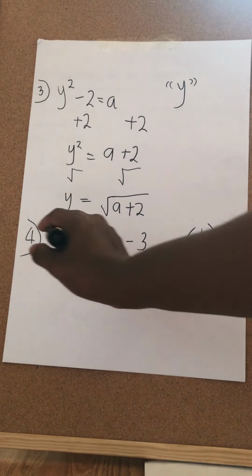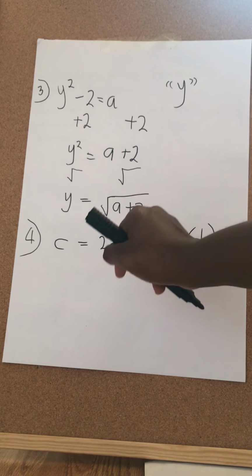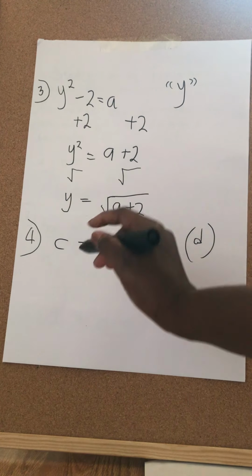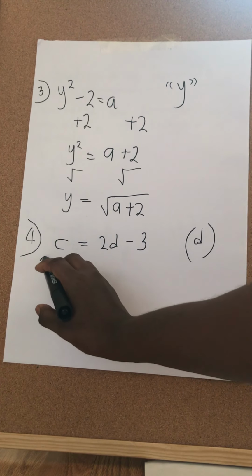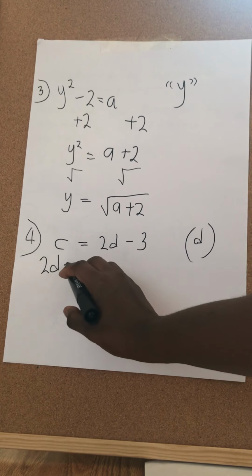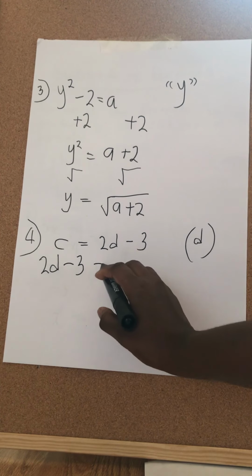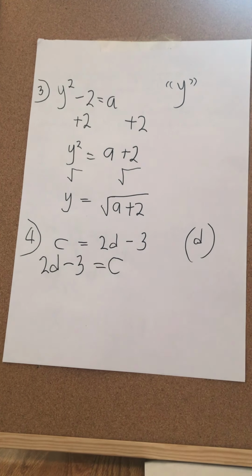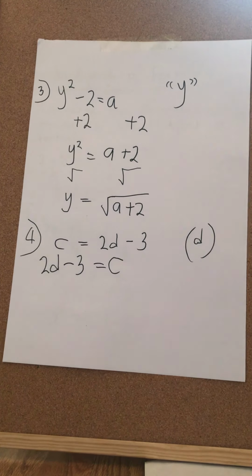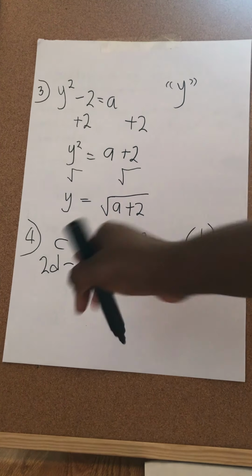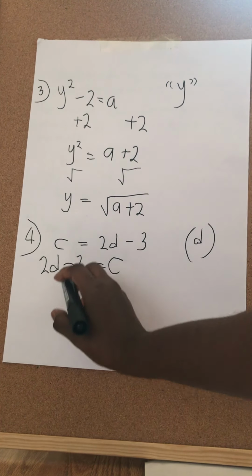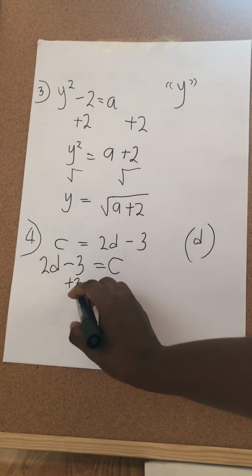Like I said, we move the d to this side because we want d to be the subject. So I'm just going to rewrite my formula so that I have 2d, because essentially I want my 2d to be on this side for convenience and to avoid confusion. It's the same thing. 2d minus 3 is equal to c. That's the same thing. I just decided to rearrange it so that my d will be on the left hand side. I'll get rid of the minus 3 by doing plus 3.